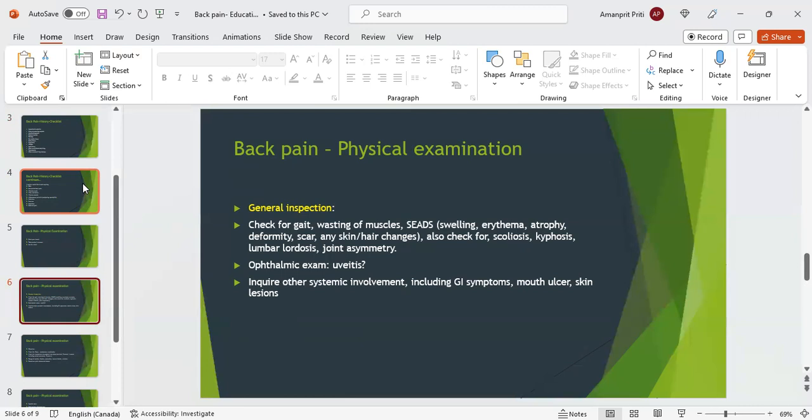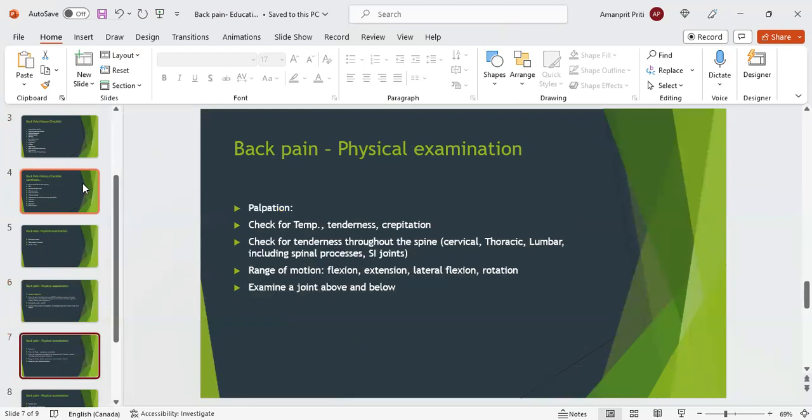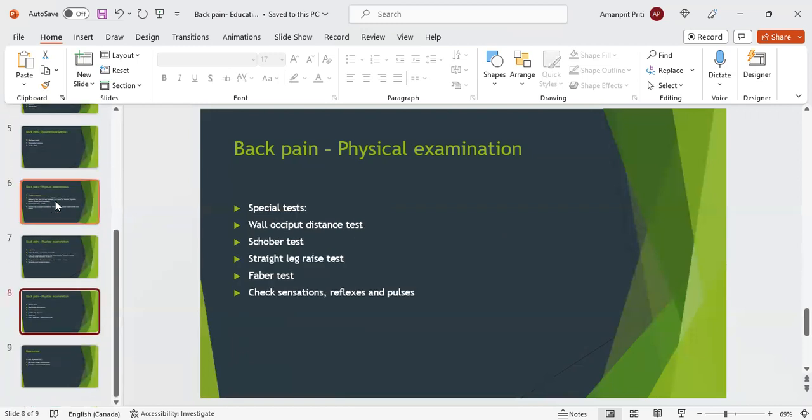And you will see if there are any changes in the ophthalmological examination to rule out uveitis, and also look for systemic involvement, including GI symptoms, mouth ulcers, and skin lesions. For palpation, we'll go for temperature, tenderness, and crepitus checkup, and see if there is any tenderness throughout the spine, cervical, thoracic, and lumbar spine. And after that, always examine a joint above and below. We will examine in that way.